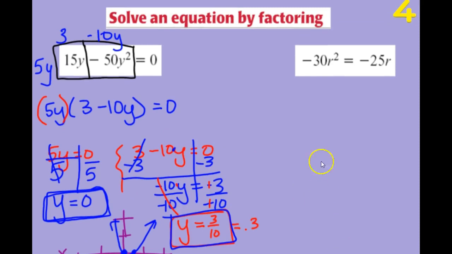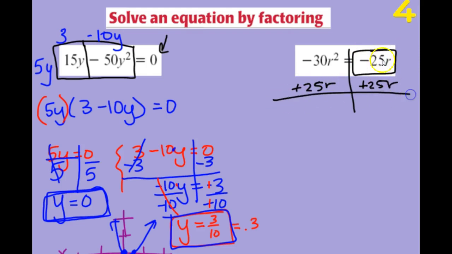So now this next one looks a little tricky because it's not equal to 0 like we've been given. But how could I make this equal to 0? Well, if I just move this over to the other side, then I have 0 or nothing left on one side, and that's fine. So to move this to the other side, I'm going to add 25r. The opposite of subtracting it would be adding 25r.